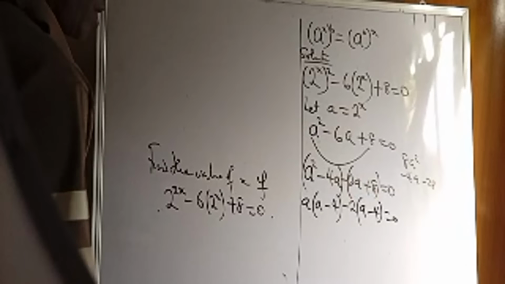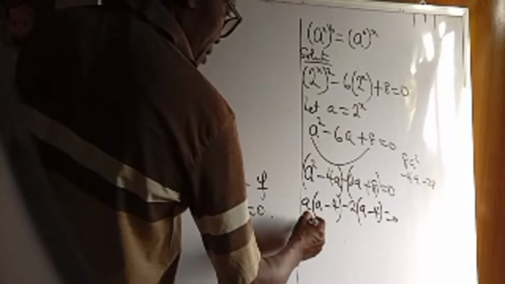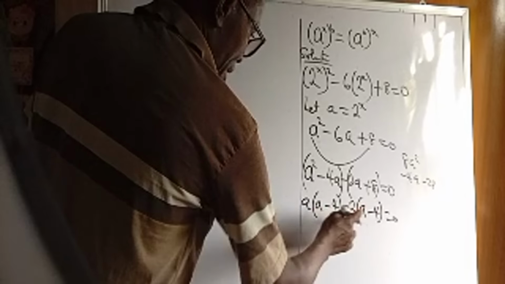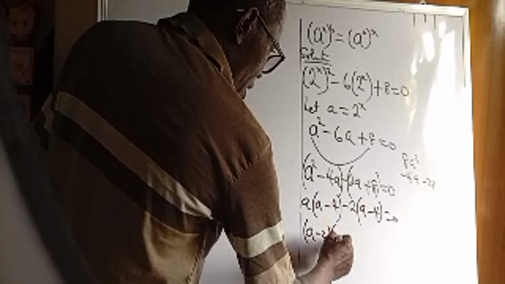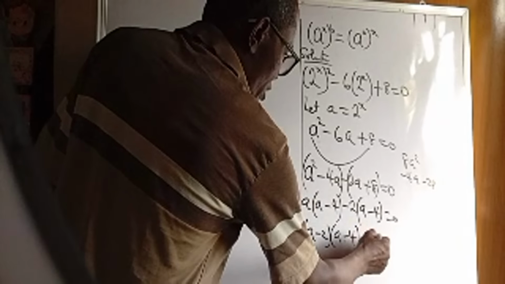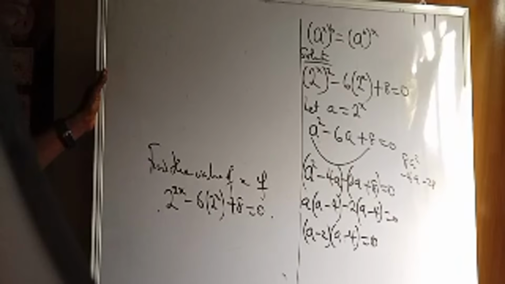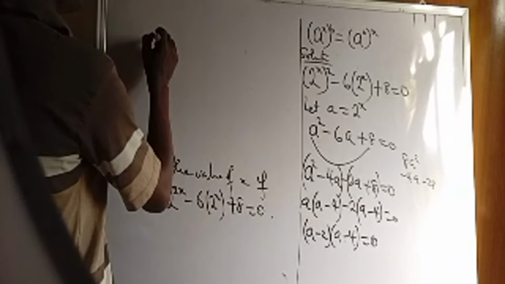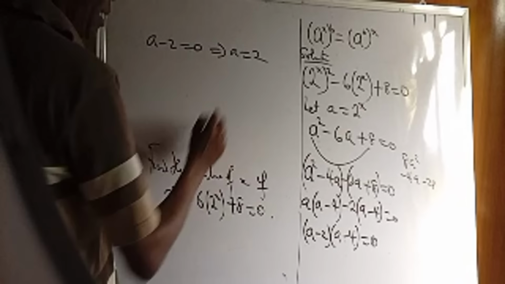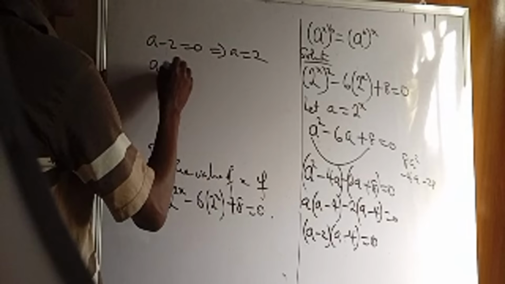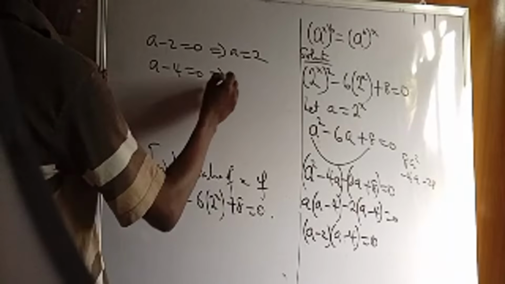Yes. So bringing them together, you have what? The one inside the bracket and the one outside. A minus 2, good, into a minus 4 equals to 0. Beautiful. So equate each of them to 0. A minus 2 is equals to 0, gives a equals to 2. Fine. The other one, a minus 4 is equals to 0, a is equals to 4.